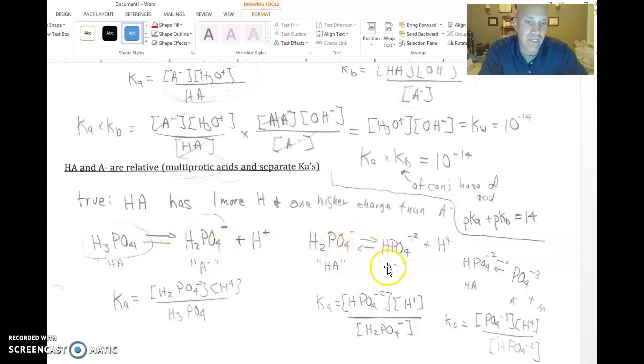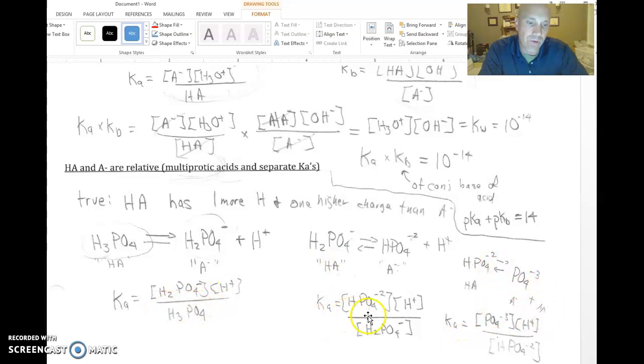You have both an HA and an A minus in this particular reaction. In this reaction, this is now your A minus, and again, same thing: one more hydrogen over here and one higher charge. This particular dissociation would have its own Ka, where this would be your A minus and your HA is on the bottom.